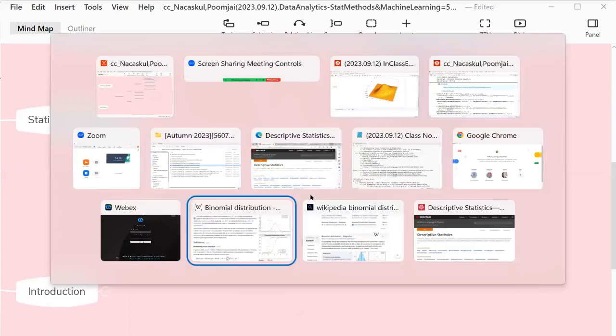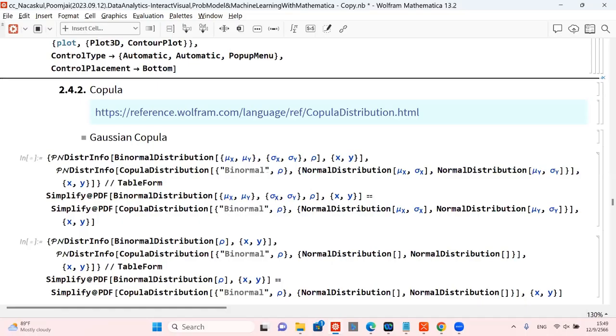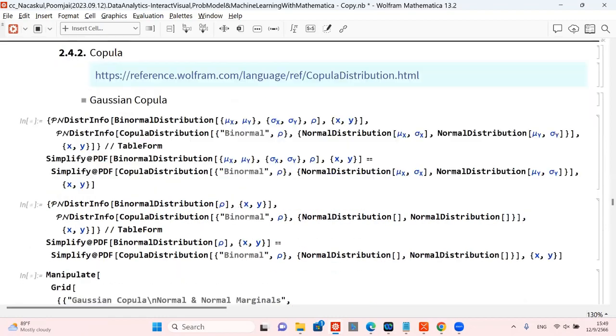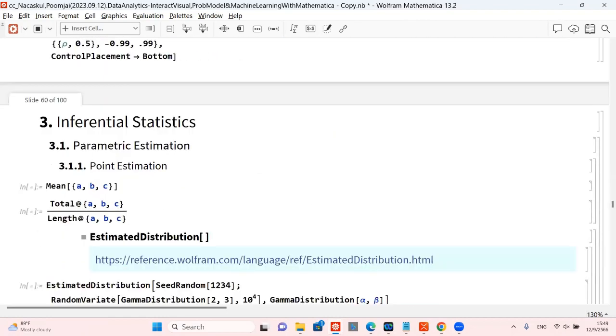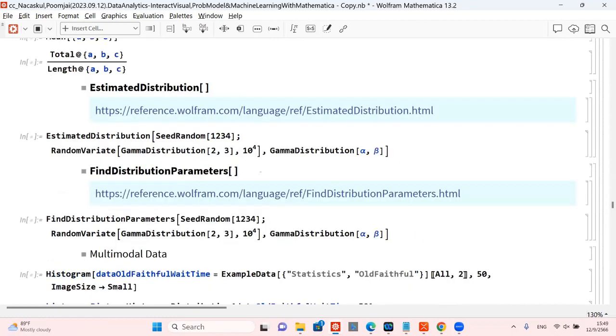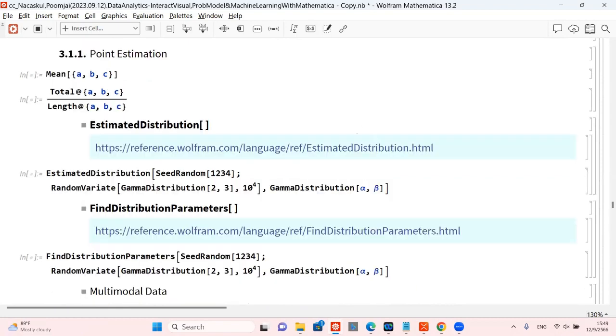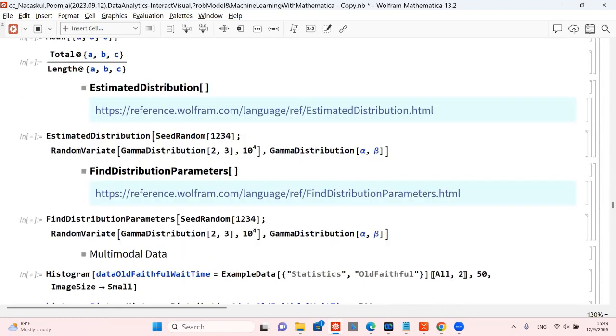Let's go back to our sheet. Skip all this copula. That's the advanced stuff that I'm not teaching you. Now, let's go to estimation. Go to this page called estimated distribution. This one is also useful, but I don't use it very much.